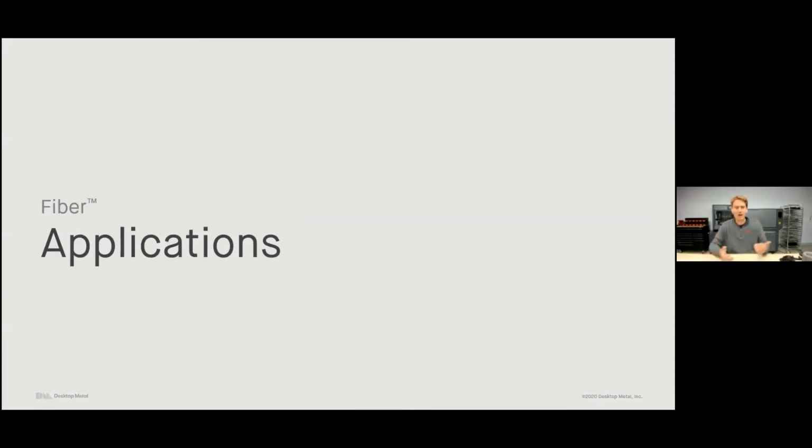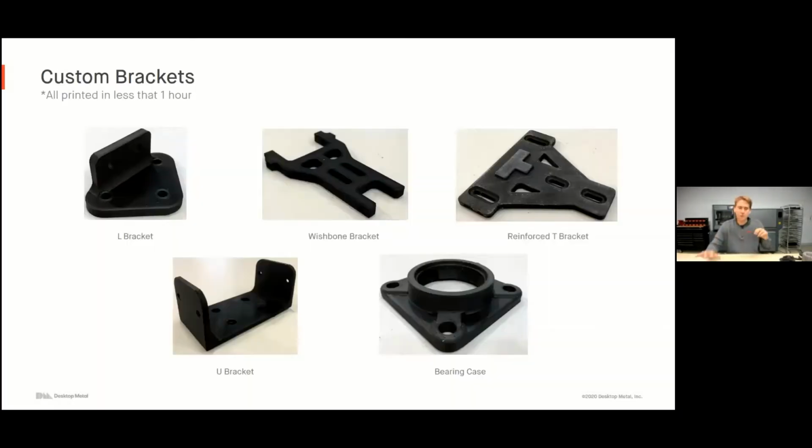So let's talk through some applications, look at some parts that are making use of this. Specific to machine design, tons of custom brackets. You can imagine, I have a bearing, I have a motor, I have some sensors I need to hook up to my machine. I was able to print each of the brackets that you're seeing on the screen here in less than 1 hour. You can think about, these parts are incredibly strong, they're incredibly light, and they're incredibly affordable while being able to be produced in less than 1 hour.